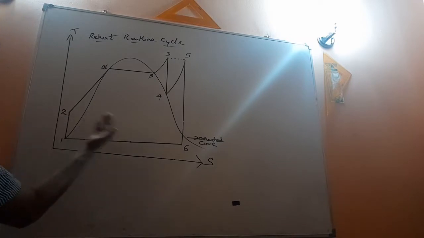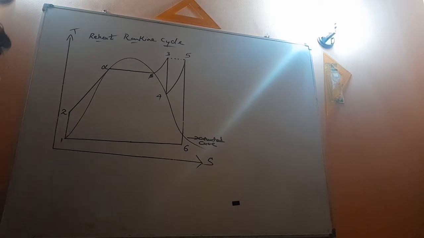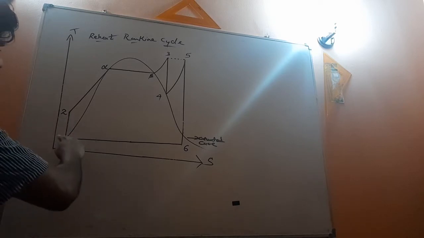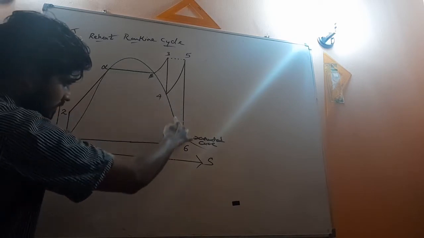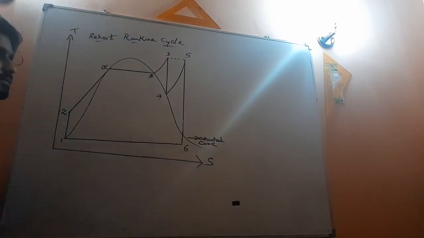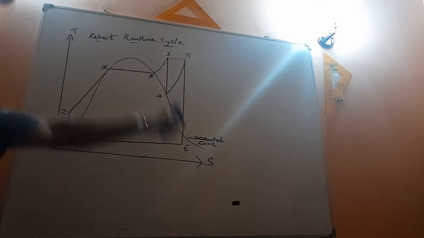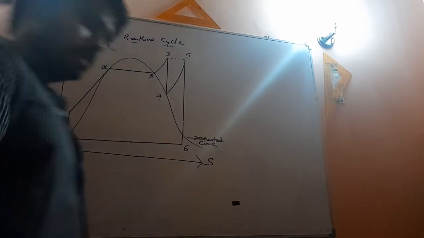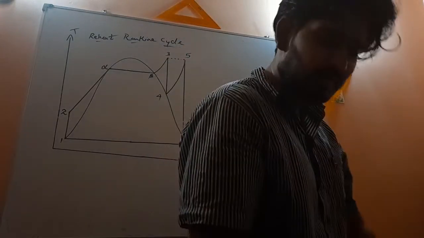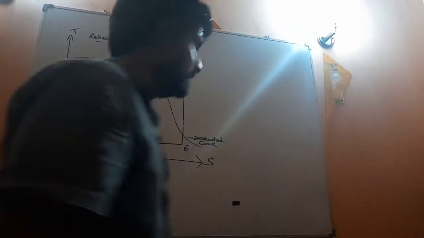That is somewhere away like this, right? You can clearly see this curve is the saturated curve, right? I think now you have a very clear idea about the points. Okay, so now I will sketch the circuit of the reheat Rankine cycle.